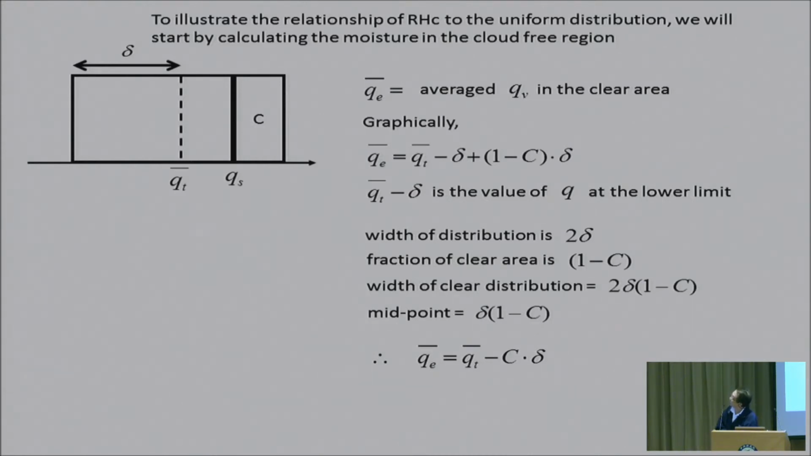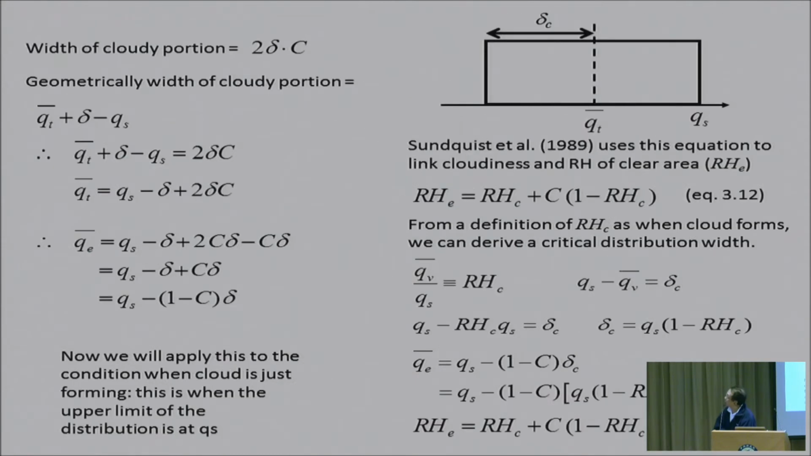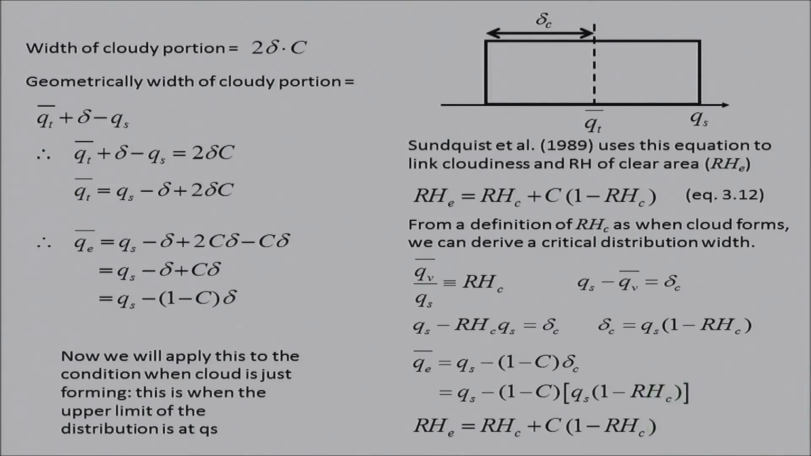I'll jump in fairly quickly now. The key thing is the environmental humidity, because your QV is the average for the whole grid, QL. And for the cloud-free region, we need to know what its humidities are. You can show that the environmental portion can be reduced to something that's related to the cloud fraction and the distribution width. From here, we will look at a special case when the maximum of the distribution is at saturation, so that anything more moist than this, cloud should form, because there will be Q that's greater than Q sub S.